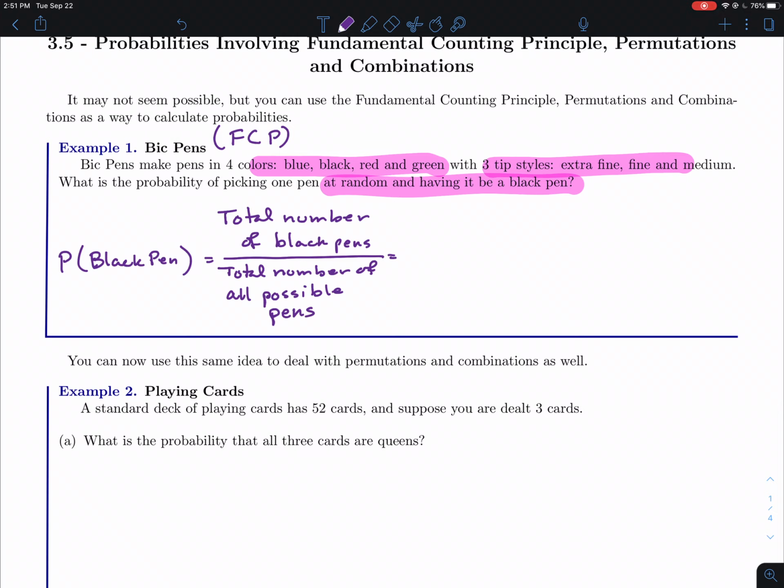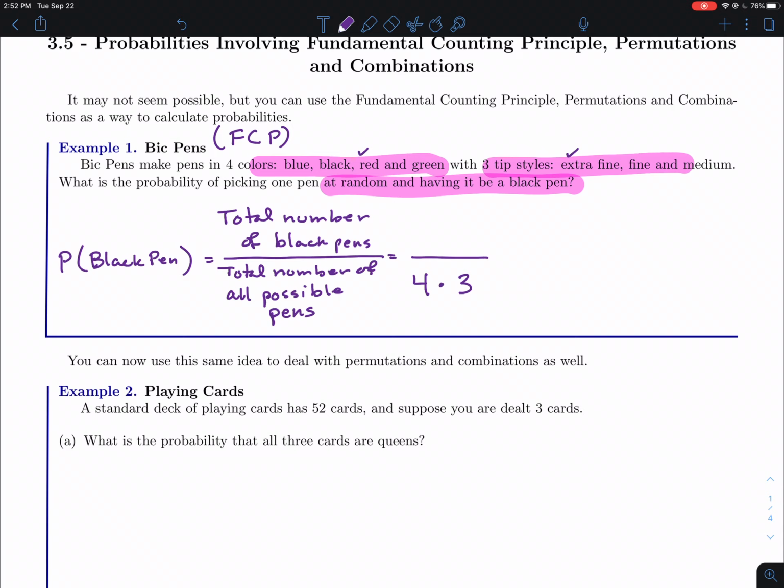In this case, we've got 2 categories: the pen color and the tip style. If we were calculating the bottom, since I've got 4 possible pen colors, I would get 4 times 3 possible tip styles. So I'm going to get 4 times 3 on the bottom, which is the total of all possible pens that I can make.